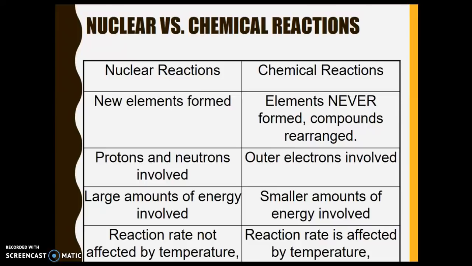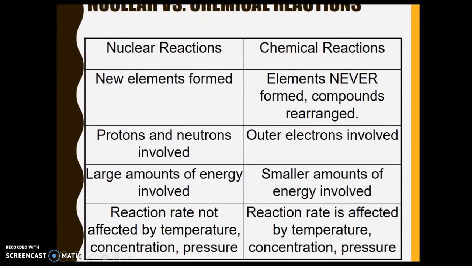And when I say new elements, I'm not saying that we're creating new elements on our periodic table. We're making elements that we didn't start with as far as a reactant goes. Nuclear reactions only involve protons and neutrons, whereas chemical reactions will involve movement of electrons, and those electrons are our outermost electrons in our shells. Nuclear reactions involve a large amount of energy, whereas chemical reactions involve much smaller amounts, and we can actually do those in our lab.